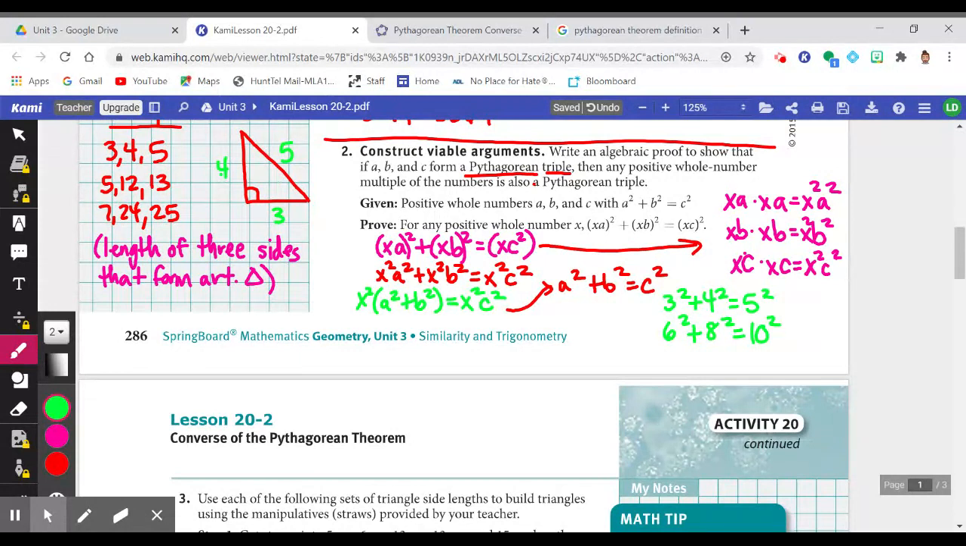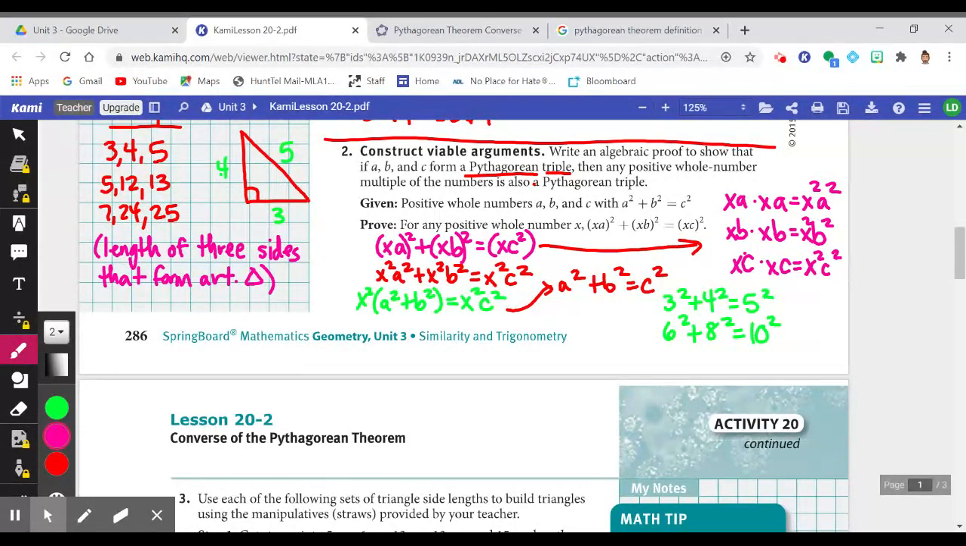So for a 5, 12, 13, if I knew 5, 12, 13 was a Pythagorean triple, and again, that means it represents 3 sides of a right triangle, then if I were to multiply this set times any positive whole number, that is also a Pythagorean triple. So like we did with 3, 4, 5, we multiplied it with a scale factor of 2, got 6, 8, 10, and again, that's a triple. So 5, 12, 13, scale factor of 2 would be 10, 24, 26, and that is also a Pythagorean triple. So any of these triples multiplied by a positive whole number creates a new triple.